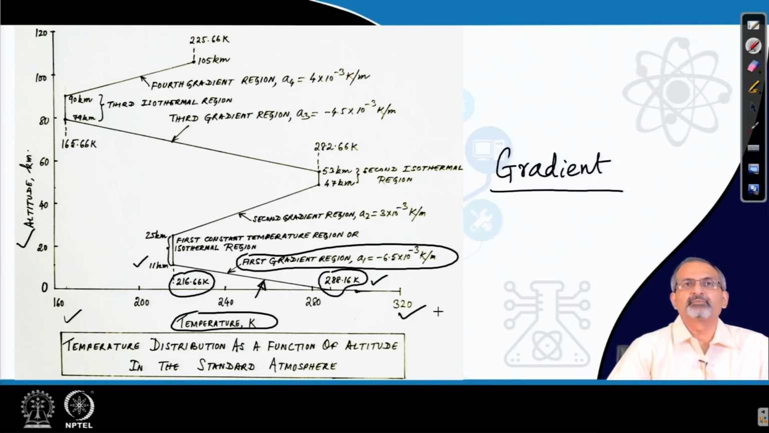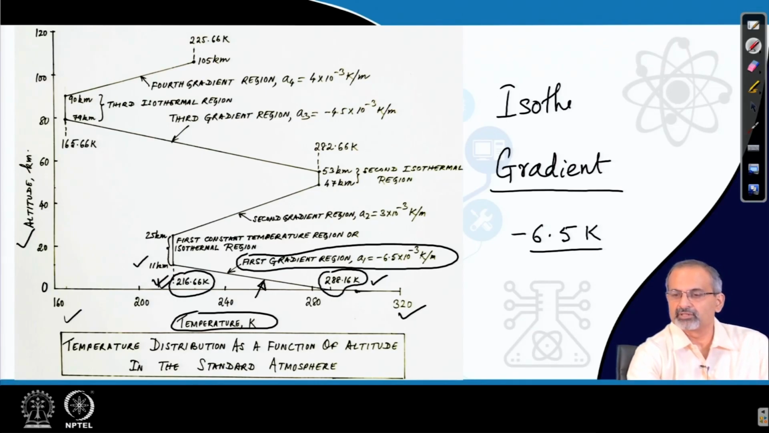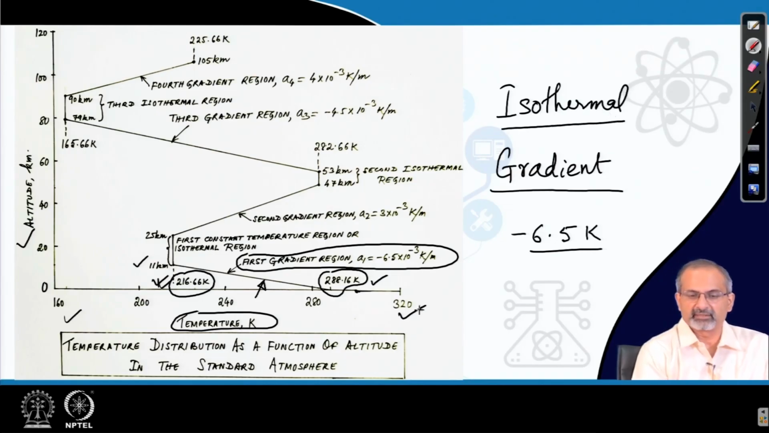At what rate does the temperature reduce? You would see that it drops at the rate of 6.5 Kelvin per kilometer, and it is minus because it is reducing with gain in altitude. So, at that rate it reduces to about 216.66 Kelvin at 11 kilometer altitude. From 11 to 25 it remains constant. That is what is called a constant temperature or isothermal region, and that is the first isothermal region that you encounter, between 11 and 25 kilometers.